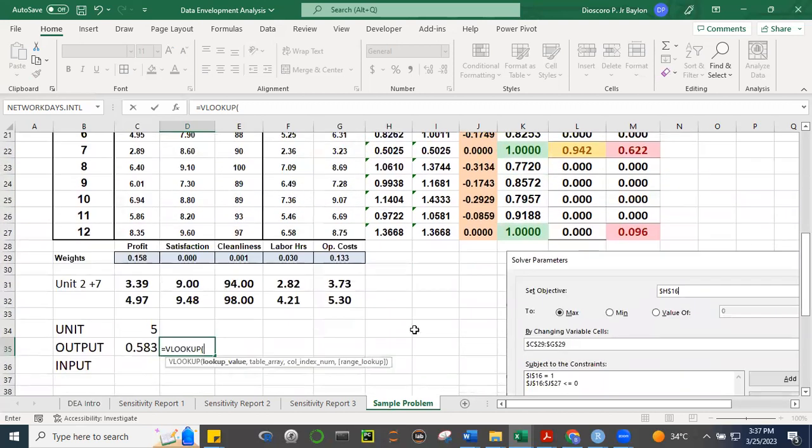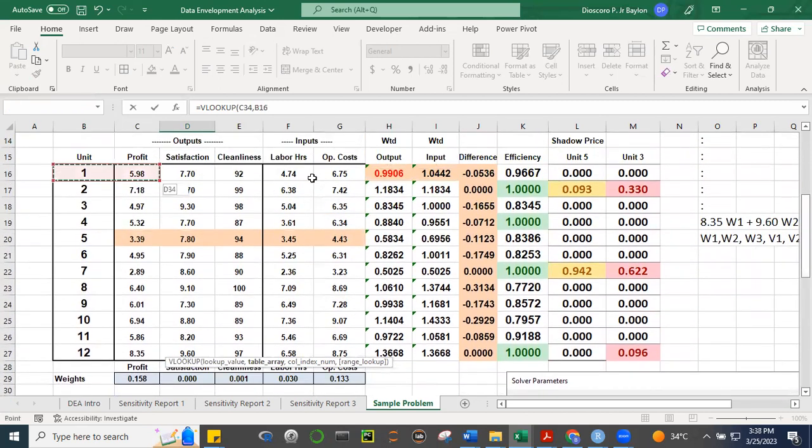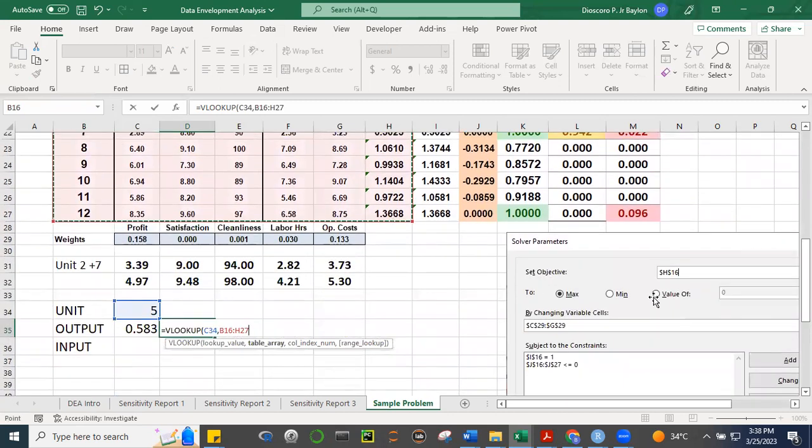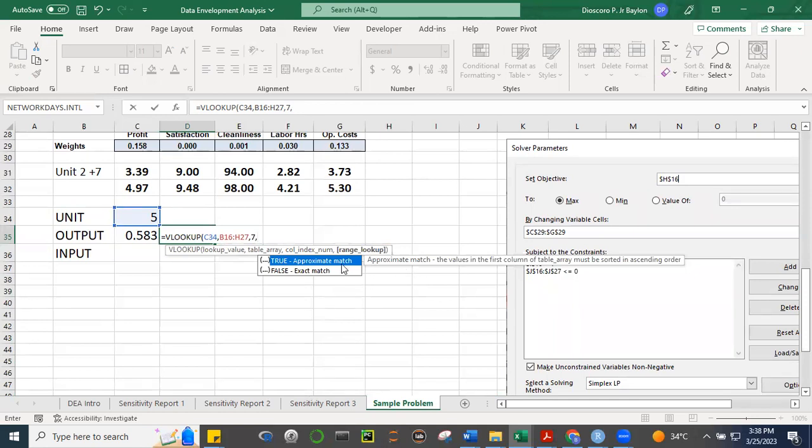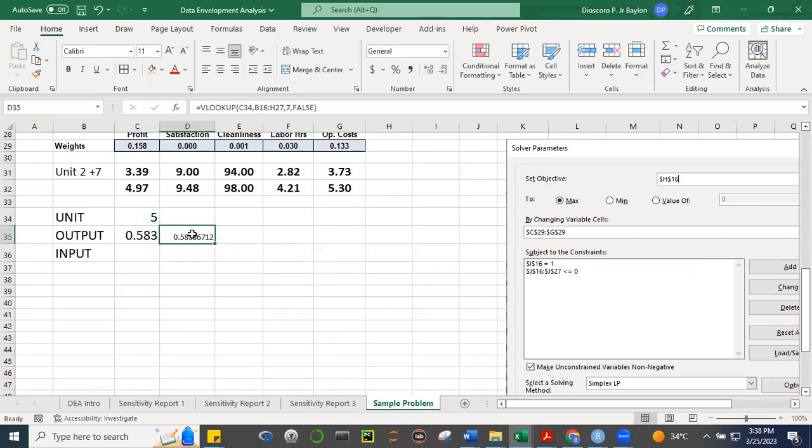All right, so VLOOKUP, our lookup value is 5. Okay, and then we're going to look it up in our table array. This is our table array here. Okay, and then index is 1, 2, 3, 4, 5, 6, 7. That will be the 7. Yeah, 7, and then it should be the exact match, so this should be false or 0. You can type false there or 0, and you'll get the same answer. So it should be 0.580 also.